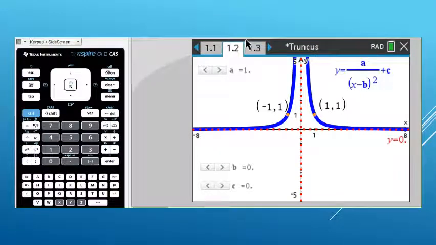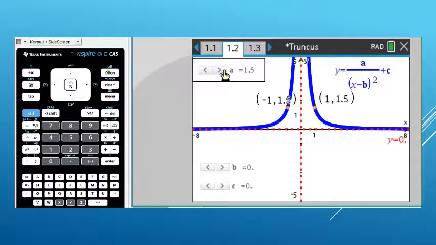This is a truncus of the general form y equals a, all divided by (x - b) all squared, plus c. So we've got our sliders where we can change the values a, b and c. So let's investigate first what happens when I change the value of a. The standard one at the moment is the graph of y equals 1 on x squared, and it goes through the key points (-1, 1) and (1, 1), and it has the horizontal asymptote of y equals 0 and the vertical asymptote of x equals 0, but I can't label this for some reason. We'll just have to cope with that.